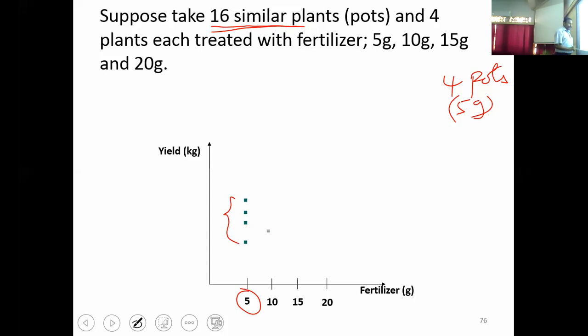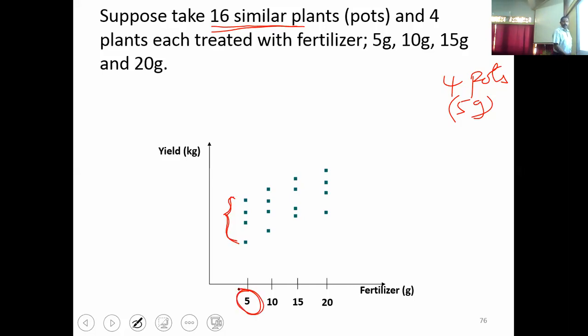Similarly, if you go for the second treatment, gram 10, 15, and 20, again they will show the same deviation. All plants will not give the same yield. But we said that initially we took all similar condition plants. As you all said, genetically, environmentally, management, everything is the same. So you see the variability of this yield.